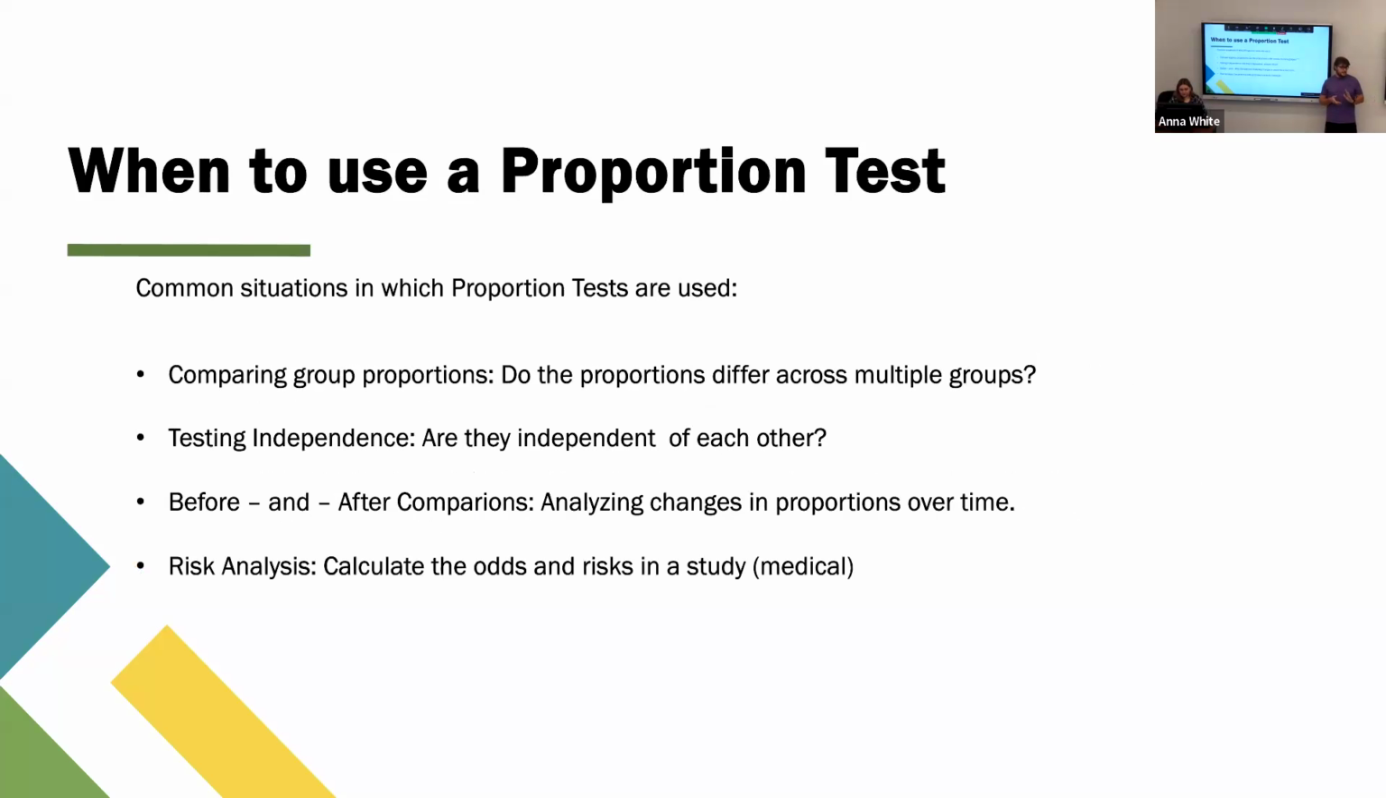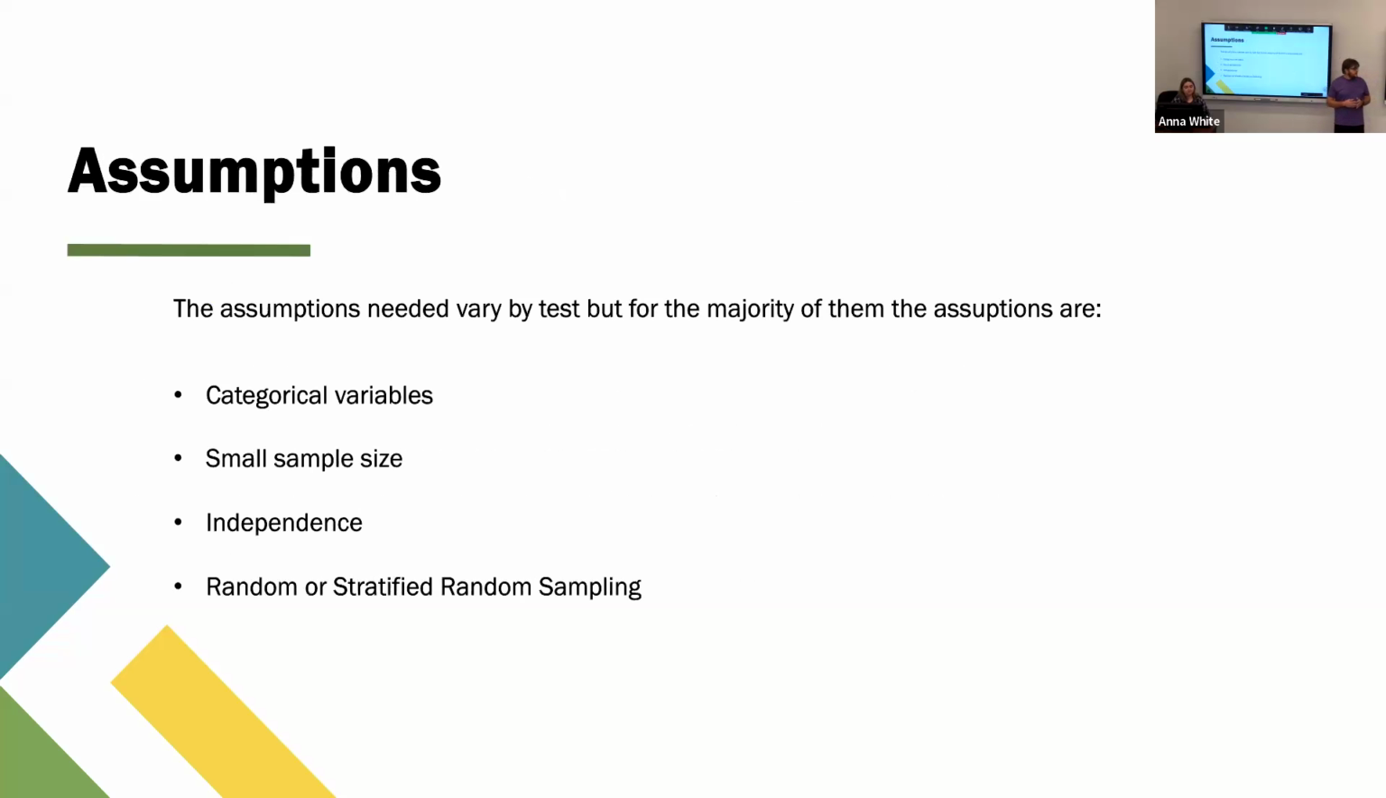When to use a proportion test? The common scenarios are comparing group proportions: do the proportions differ across multiple groups? The test of independence: are the variables independent of each other? Before and after comparisons, analyzing changes in proportions over time. And risk analysis, calculating the odds and risk in studies like medical studies. The assumptions vary by test, but the majority of them are that you need categorical variables, a small sample size, independence between variables, and random or stratified random sampling.